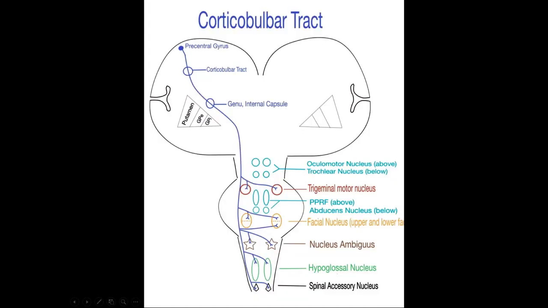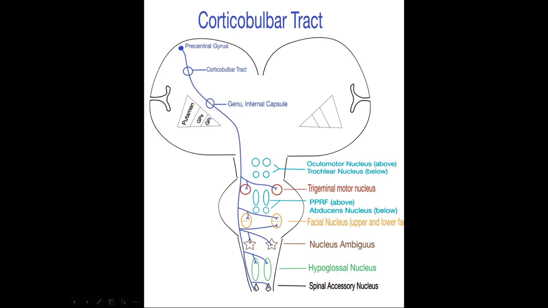So here's your familiar picture here of the corticobulbar tract. So we've just pointed out that it's in the genu of the internal capsule. And remember, the corticobulbar tract is controlling all of the brainstem lower motor neurons. Anything that has to do with moving your tongue, hypoglossal, or talking or swallowing, nucleus ambiguus, or moving your face, or chewing. That's all the corticobulbar tract.